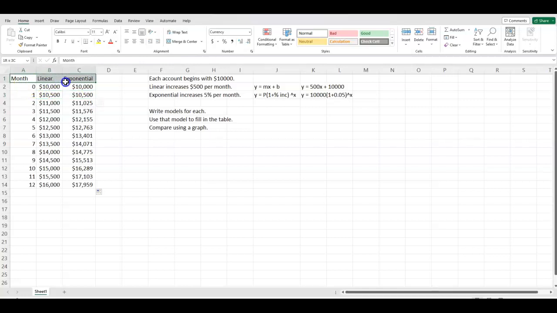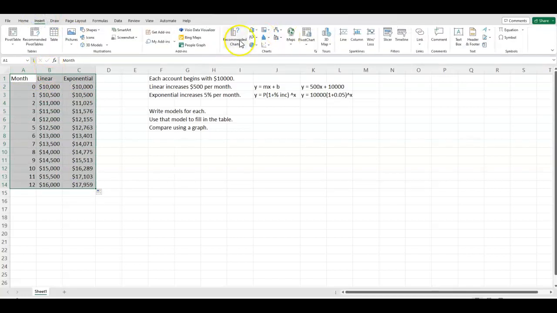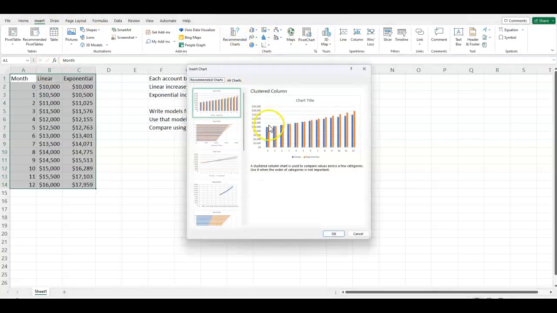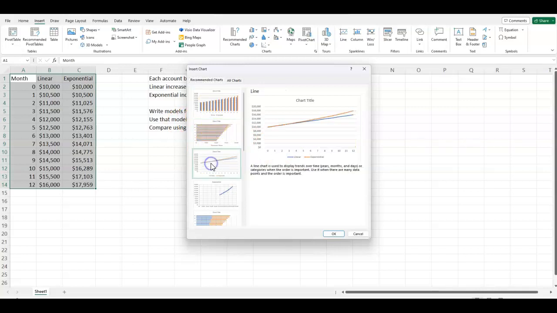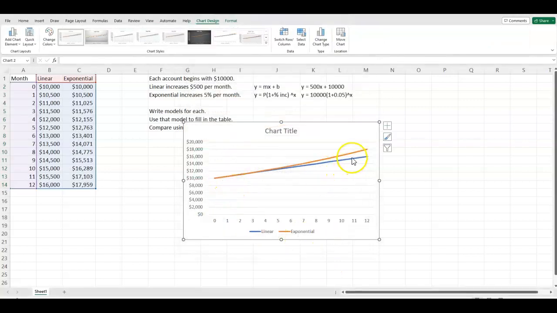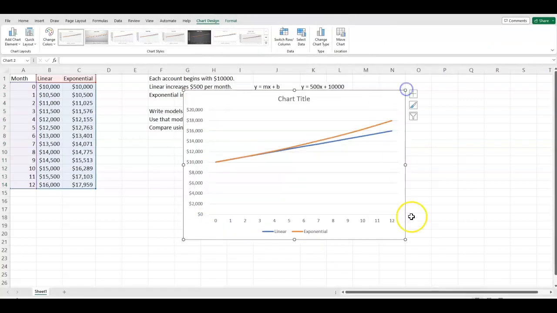But if I highlight all three of these columns, month, linear, and exponential, and then I'm going to go up to insert, and I'm just going to hit recommended charts. So you can see that it gives us a couple of different options, and I'm going to use this line graph here.